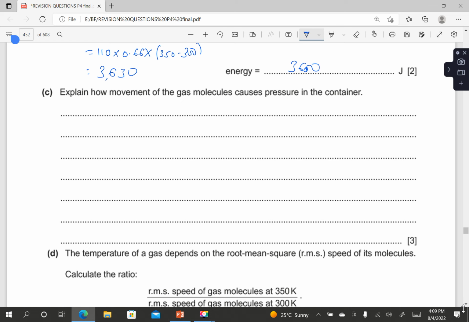Of course, we know that there are several of these collisions. Together with their associated impulses, these average out to give a constant force on the wall. And the force acting per unit area of the container is the pressure. So we simply say, when a gas molecule hits the wall, it rebounds.